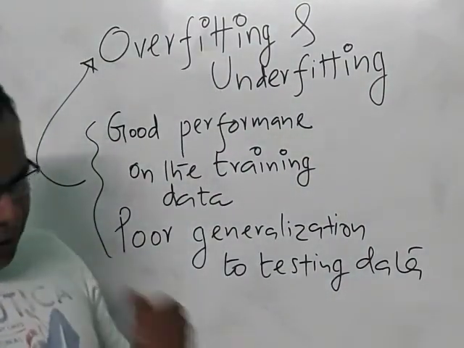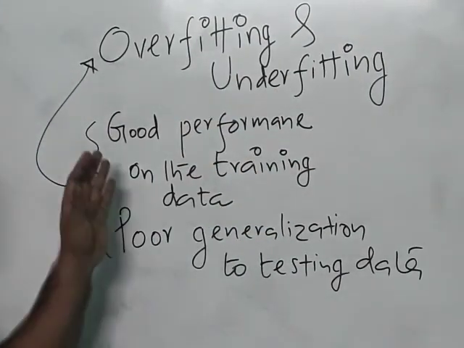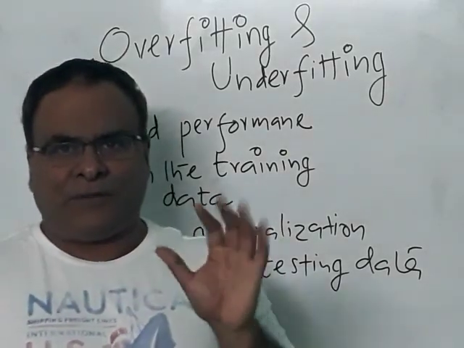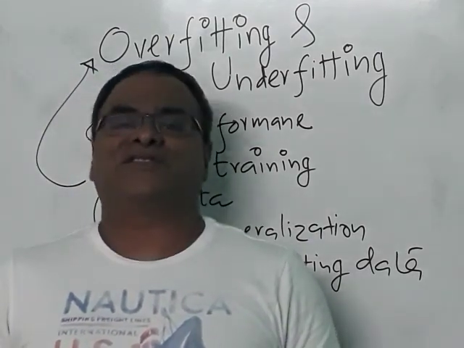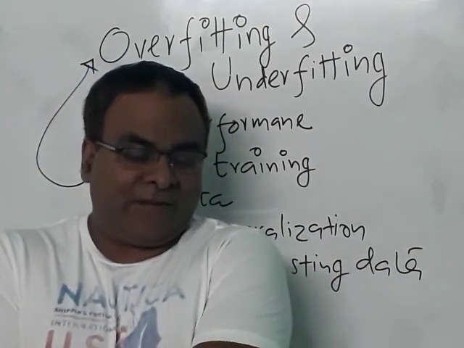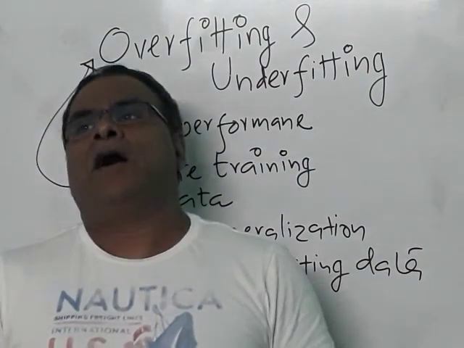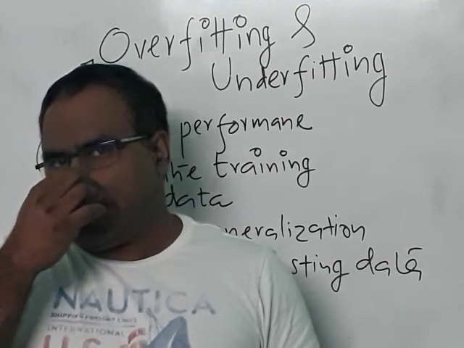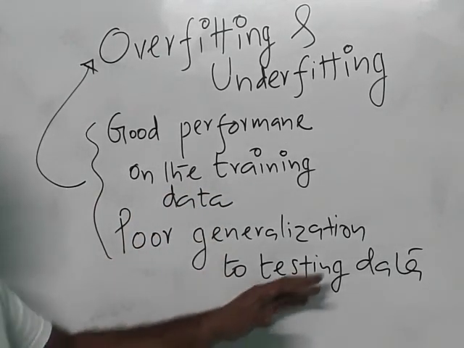Then what we need to understand here is two important terminologies. One is overfitting and another one is underfitting. This is the meaning. Overfitting means it is giving a good performance on the training data and poor generalization to testing data. I already told what is training and testing. Poor generalization we call the variance. Poor generalization to testing data means it is giving a high variance. We will come to that point. So overfitting means good performance on the training data and poor generalization to the testing data.